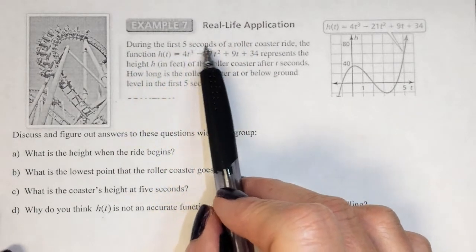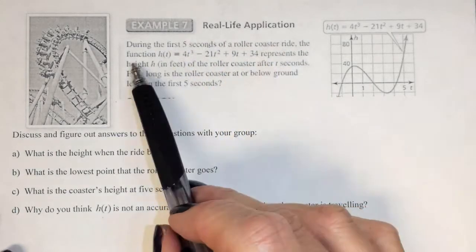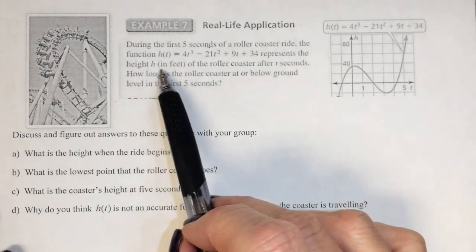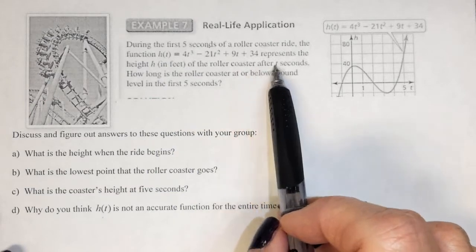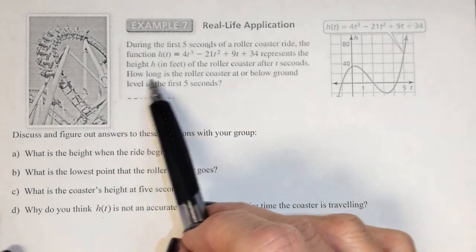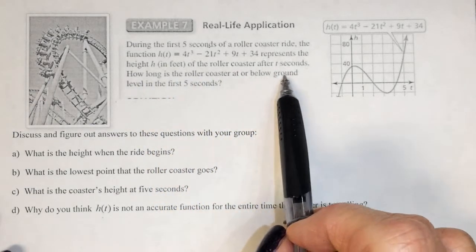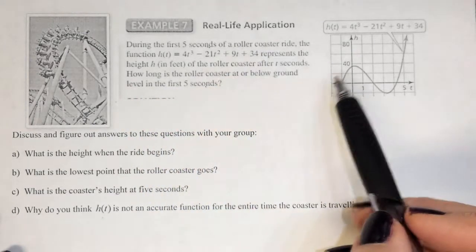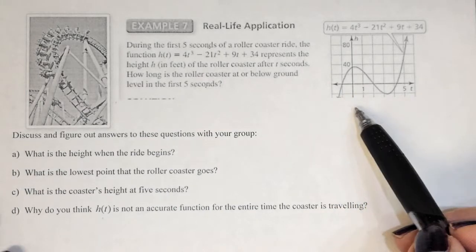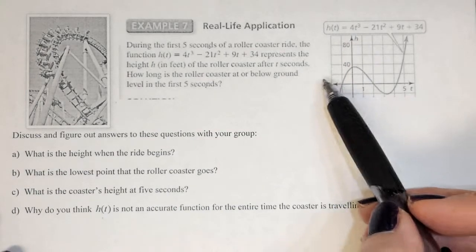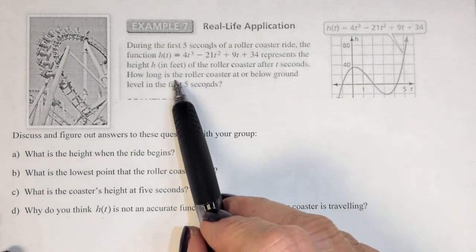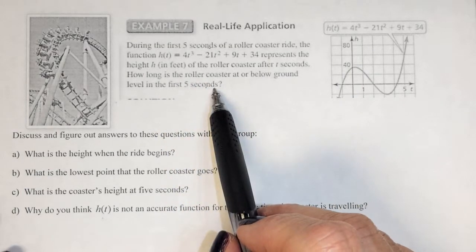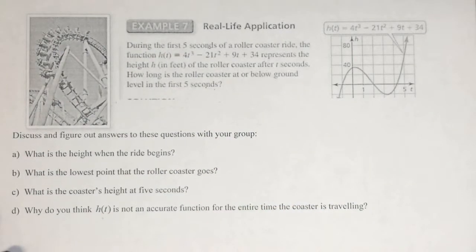It says during the first 5 seconds of a roller coaster ride, the function h of t equals this represents the height in feet of the roller coaster after t seconds. How long is the roller coaster at or below ground level in the first 5 seconds? So here's our time axis, here's our height axis. So it's asking us how long it's below, at or below ground level. Where would those points be when it goes below?